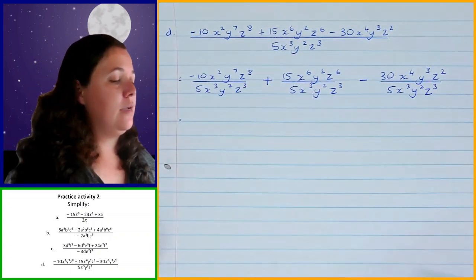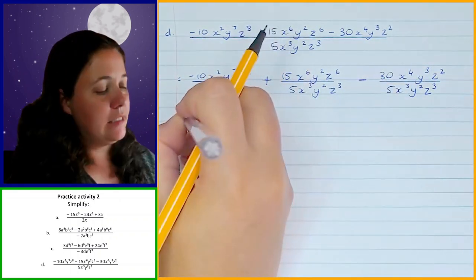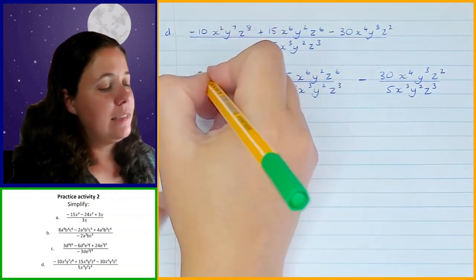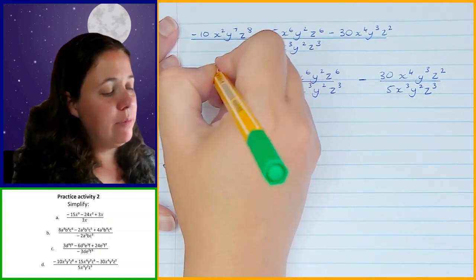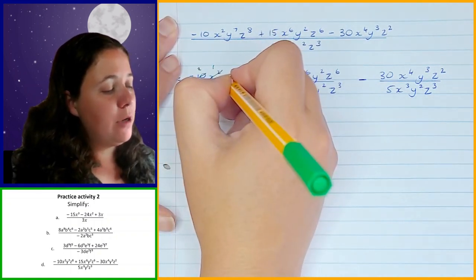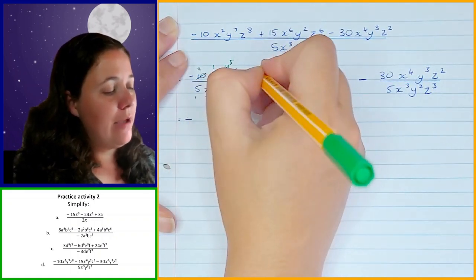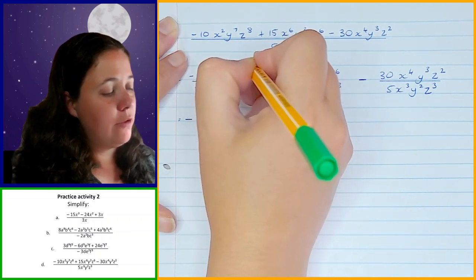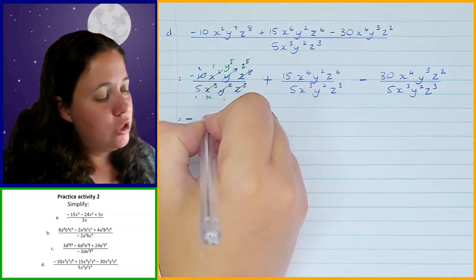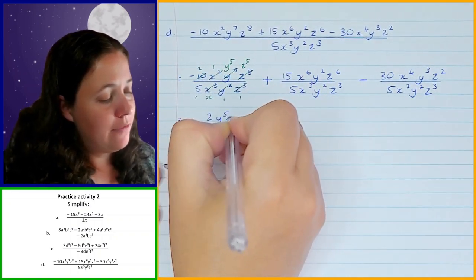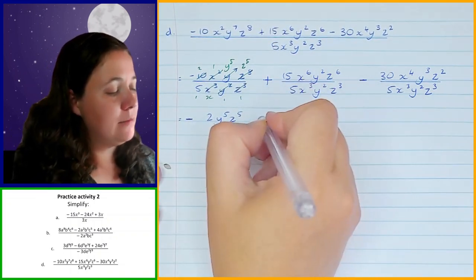Right, so first I've got this one over here. I've got negative divided by positive is negative. 10 over 5 gives me 2 over 1. X squared over x cubed gives me 1 over x. Y to the power of 7 over y squared gives me y to the power of 5 over 1. And z to the power of 8 over z cubed gives me z to the power of 5 over 1. So for the first fraction over here, I got 2y to the power of 5, z to the power of 5 over x. Then I've got a plus.